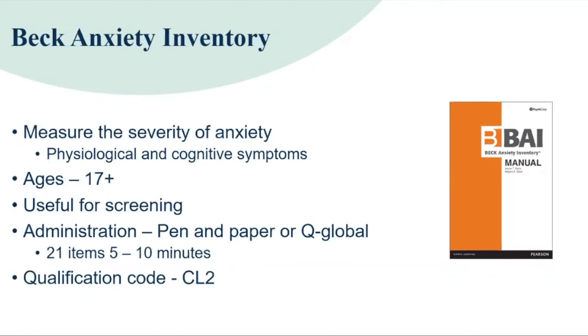The inventory can be administered in pen and paper format or online, again on Q Global. It consists of 21 items, and each item is a description of a symptom of anxiety and is rated on a scale of 0 to 3. For example, a symptom of anxiety is unable to relax, and the response options are 0, not at all, 1, mildly, 2, moderately, and 3, severely. The higher the total score from the items, the more severe the anxiety level. It takes around 5 to 10 minutes to complete and requires a CL2 qualification code.